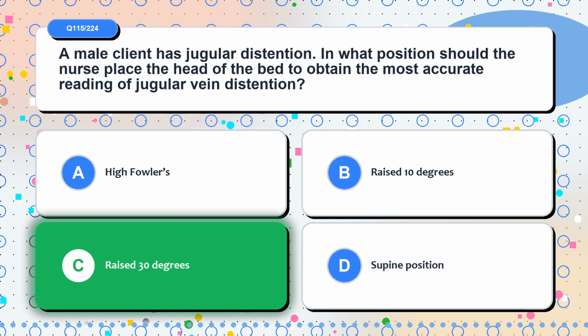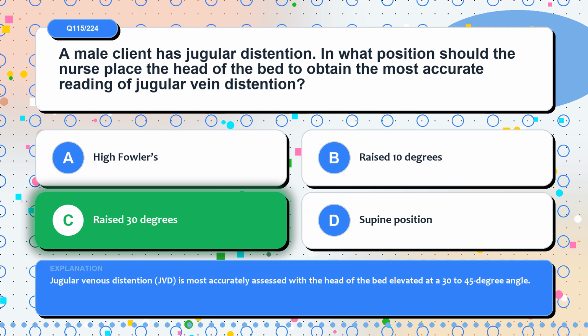The correct answer is option C. Raised 30 degrees. Jugular venous distension, JVD, is most accurately assessed with the head of the bed elevated at a 30 to 45 degree angle.